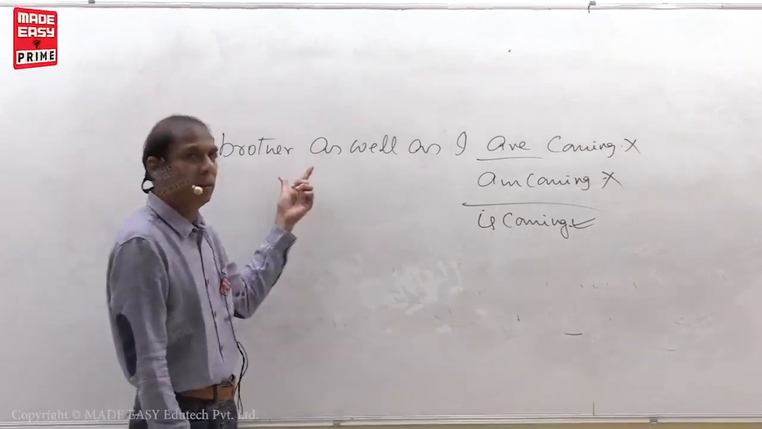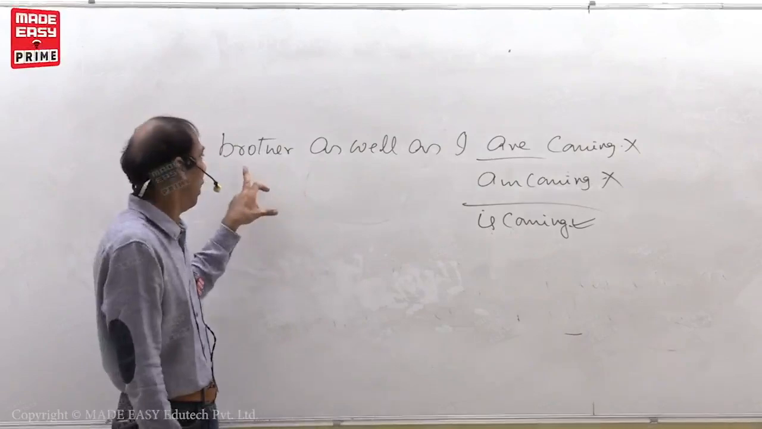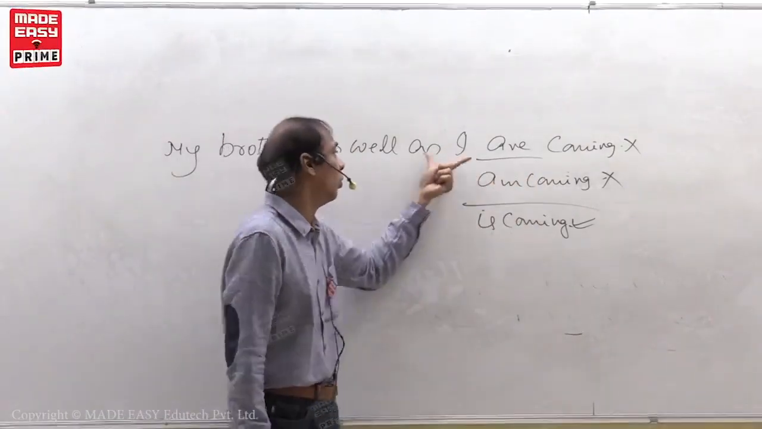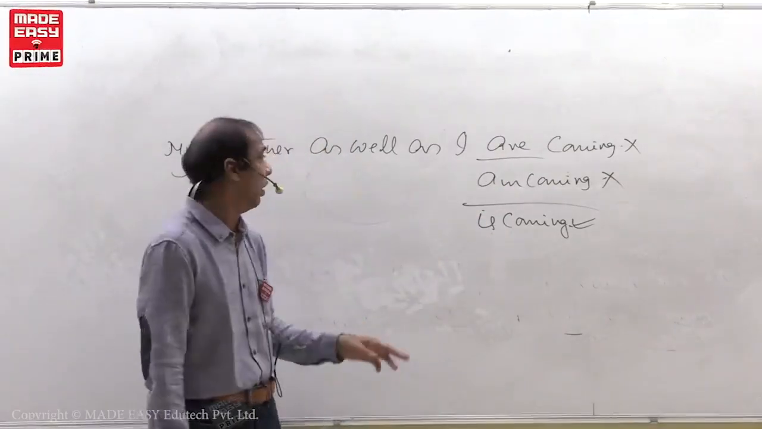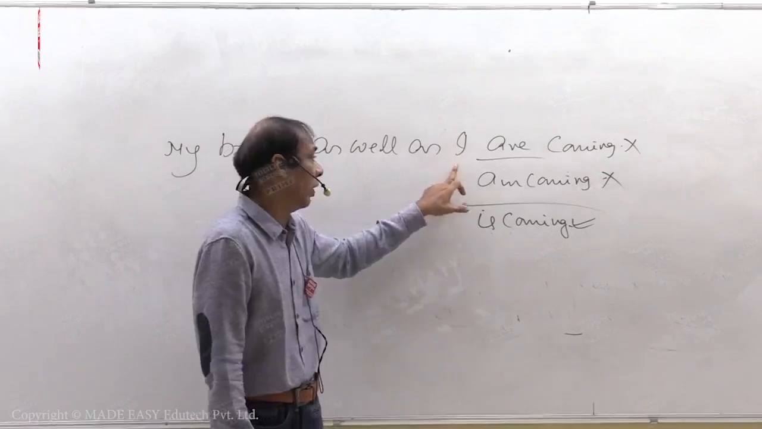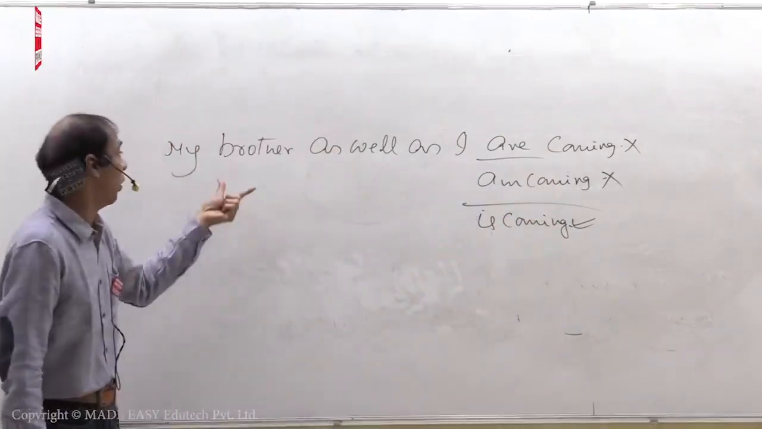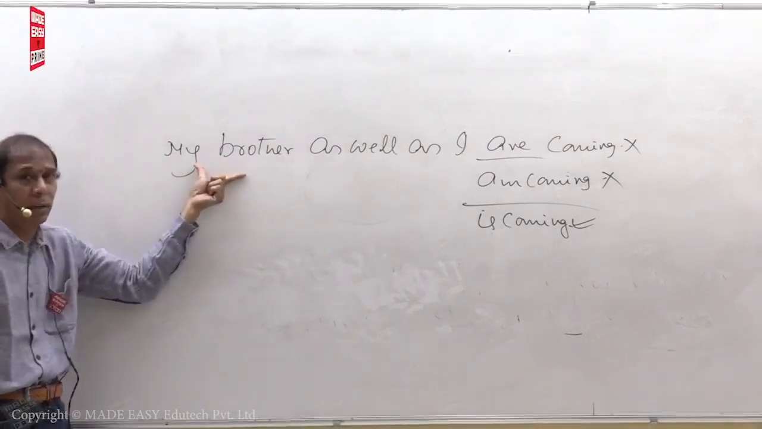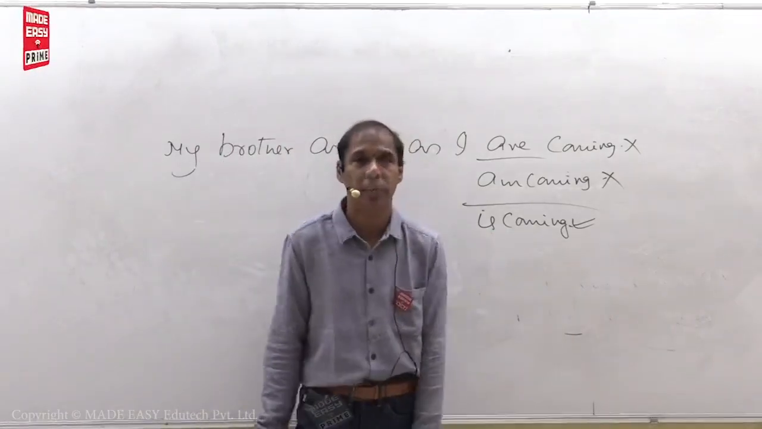Unfortunately, at the time of as well as, some 90% students are getting confusion. How they are speaking? Unfortunately, my brother as well as I are coming. Okay, 2 subjects. So I have to go with the plural verb. And some are too smart, as well as I is here, so I am coming. They are claiming am. Both are wrong. When you are using as well as, consider the first subject. What is the first subject? My brother. Depending on the first subject, you have to accept the verb. Right?